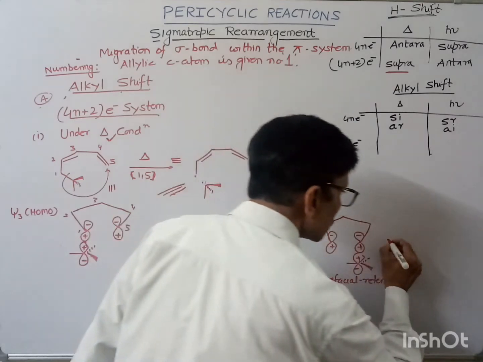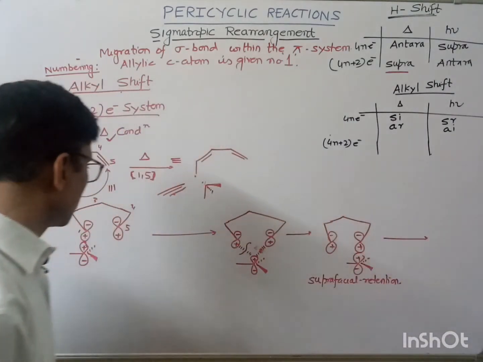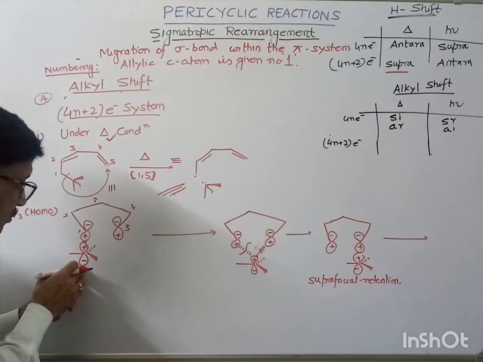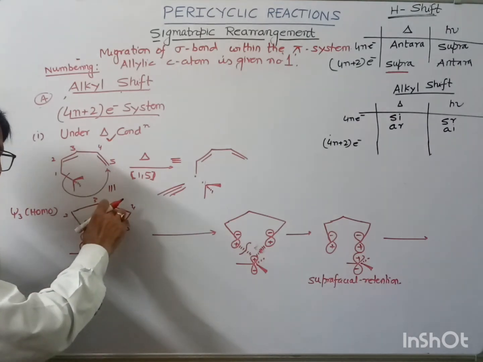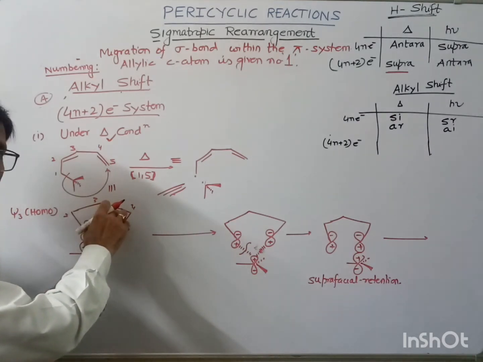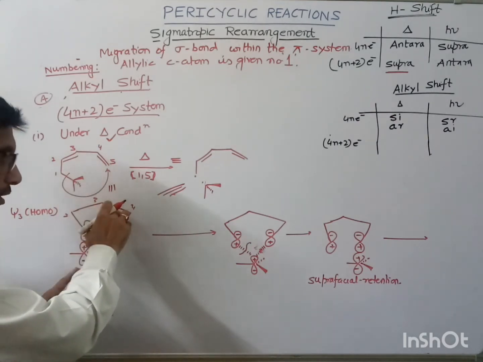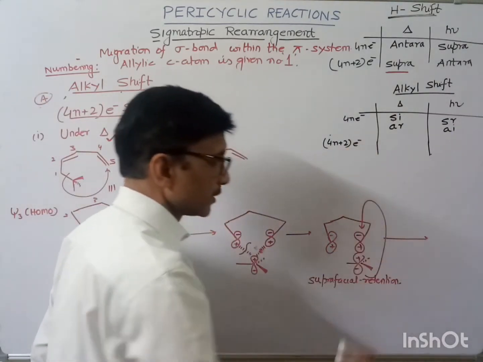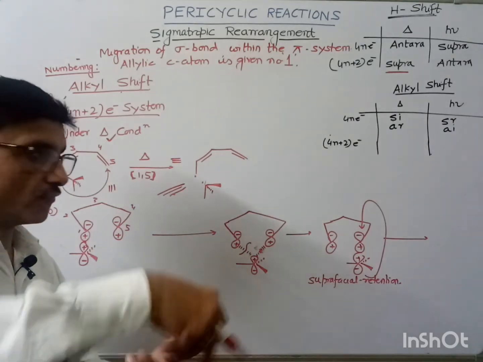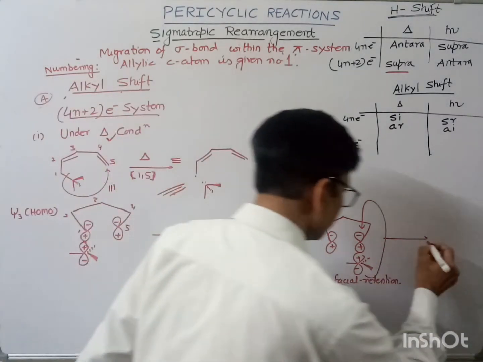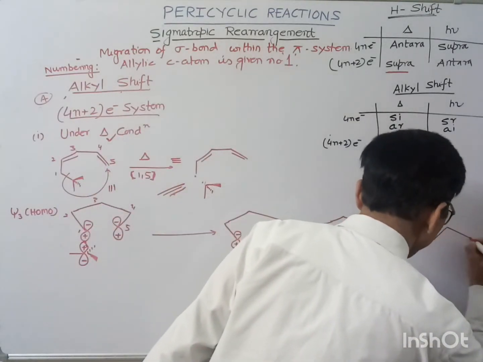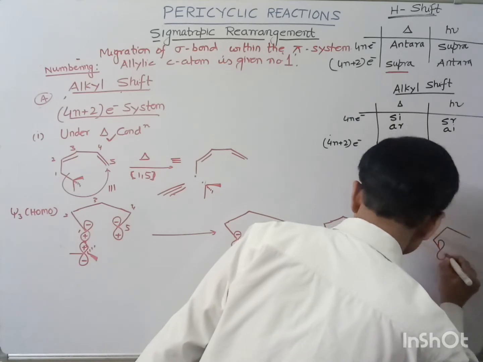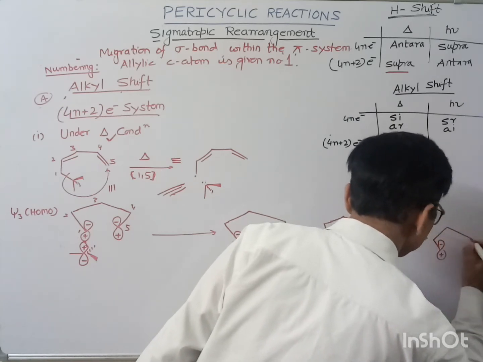Now, it can also interact in an antarafacial manner. How may it interact? So this negative should now interact with this negative. Then only the migration is possible. So let us rotate it by 180 degrees now. So now I will rotate it in a 180-degree manner.